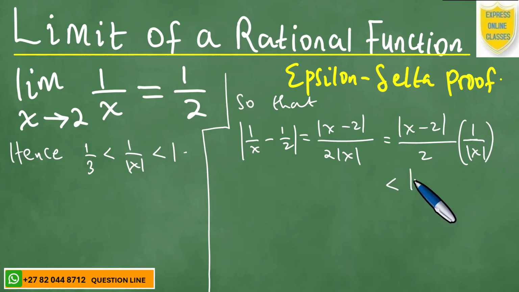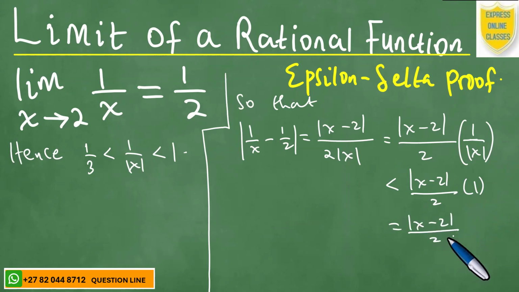So this is x minus 2, and this is less than 1. And so what this in turn means becomes exactly the following: the absolute value of x minus 2 divided by 2 is less than epsilon.